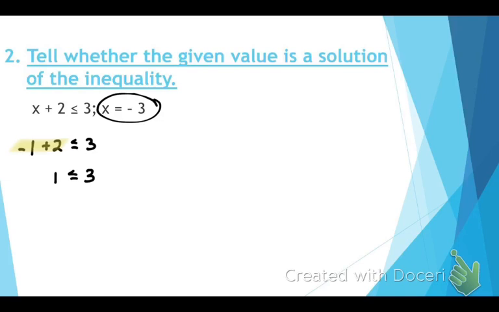Okay, hold on. Your teacher just messed that up. We should have been plugging in negative 3 right there. Sorry for the confusion. All right, so negative 3 plus 2, what would that answer be? Negative 1. All right, so negative 1 is less than or equal to 3. Yes or no, is that a true statement? Yes, that is a true statement.